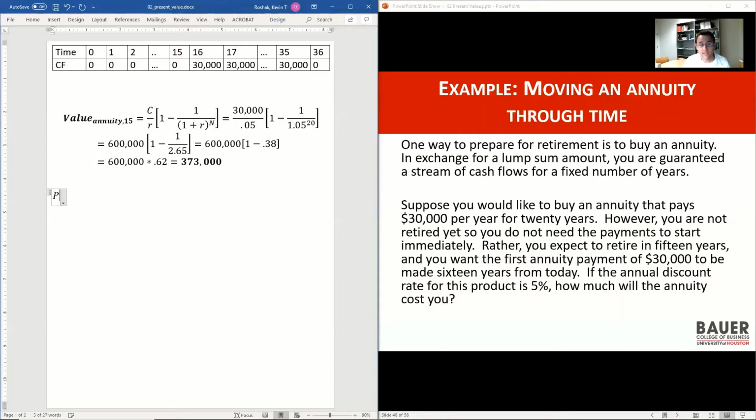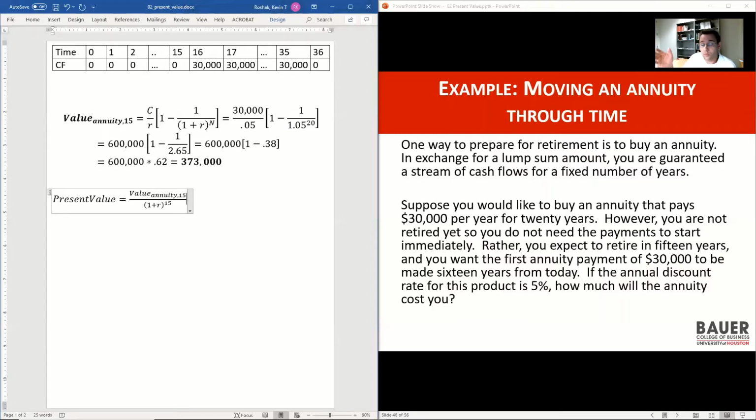How can we bring that to the present? We want to know the present value of this kind of special annuity. Well, the present value is going to be the value of the annuity that's sitting in year 15. And what do we have to do to that? Well, we have to just discount it back 15 times. Okay. So this is what I mean. Just like you can move any cash flow through time by dividing it or multiplying it, you can move these shortcuts through time the same exact way.